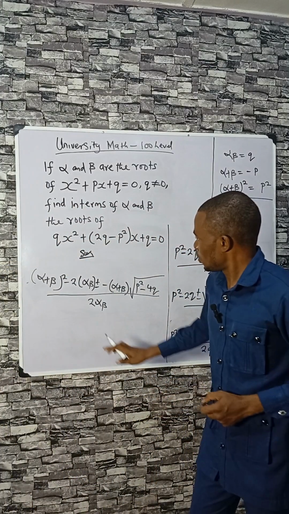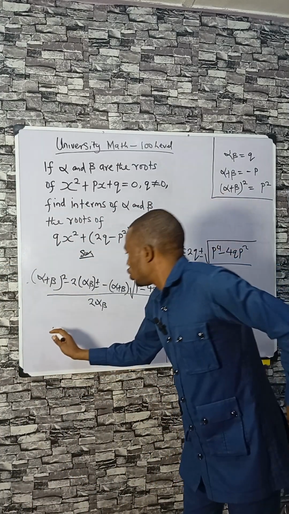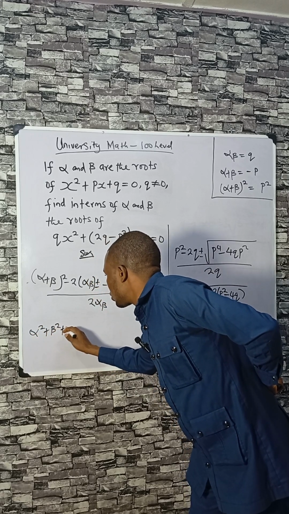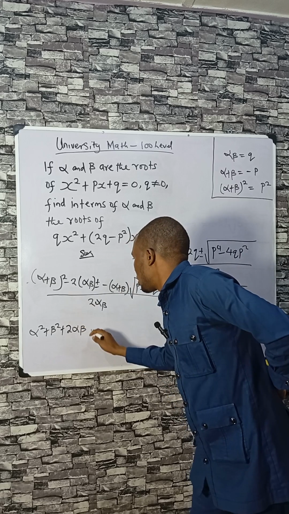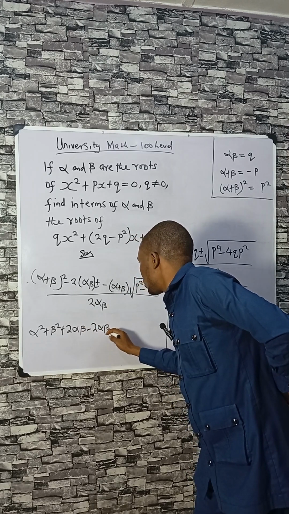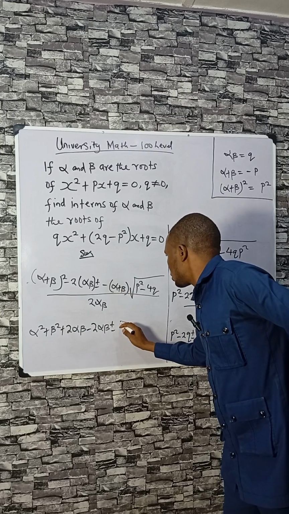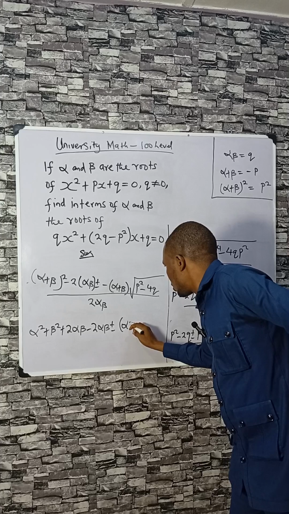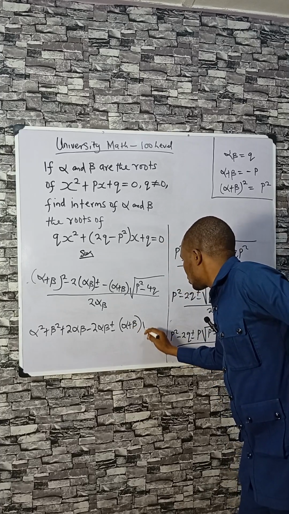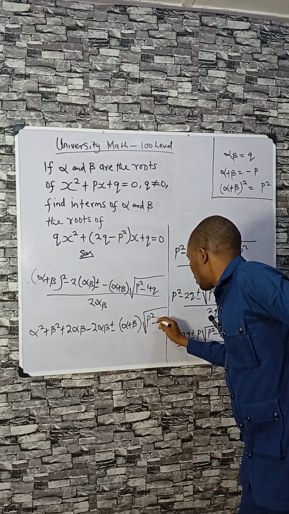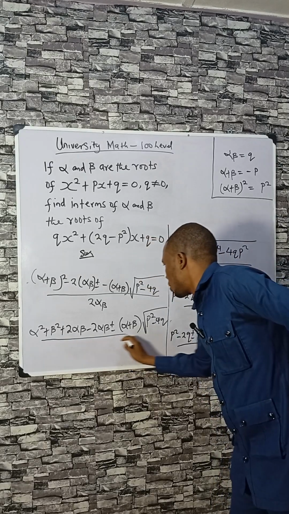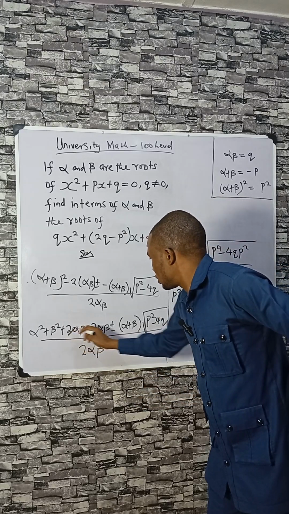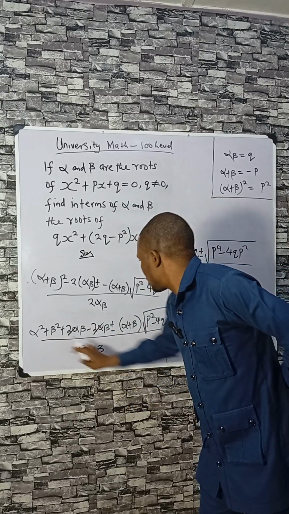Now let's do this. If you expand this, you will have alpha squared plus beta squared plus 2 alpha beta, then minus this 2 alpha beta here, plus or minus this. Now this plus or minus settles this, so we can write this as alpha plus beta, then the square root of p squared minus 4q, divided by 2 alpha beta. If you check closely, this and this will cancel out, so we're left with this and this.